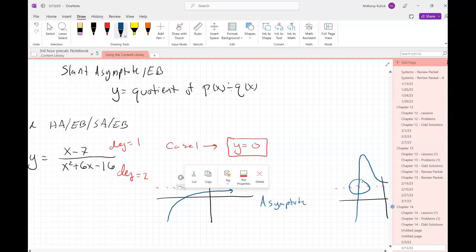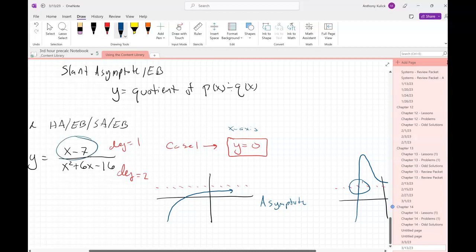What's y equals 0? It's the x-axis, isn't it? Is that going to have an x-intercept? That's how I know that it's an end behavior, not an asymptote, just on sight. I can look at it and go, oh, that has an x-intercept. It's got to cross the x-axis.